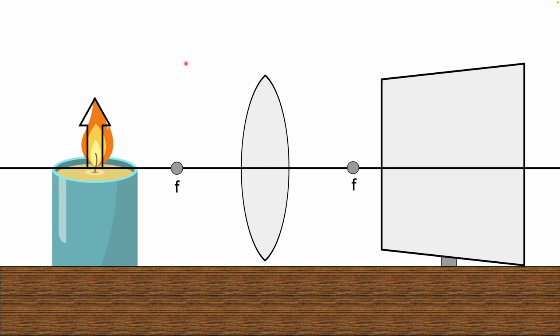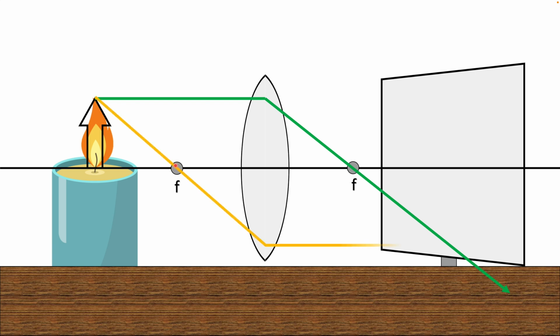Ray 1 began parallel to the principal axis and then went through the focal point on the other side. This shows that ray converging through the converging lens. Ray 2 is kind of opposite to this. We're going to start by going to this focal point and then it is going to converge and exit the lens parallel to the principal axis. At this point we can already see that this is going to be the converging point and our image is going to appear here.